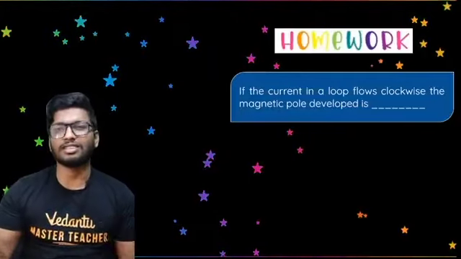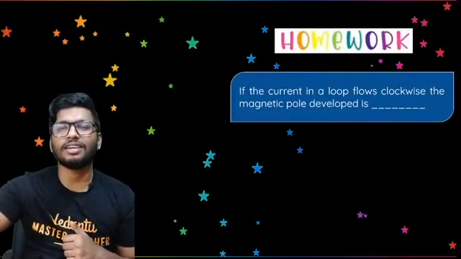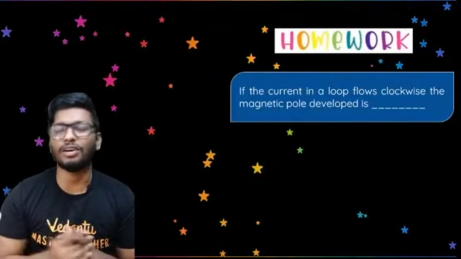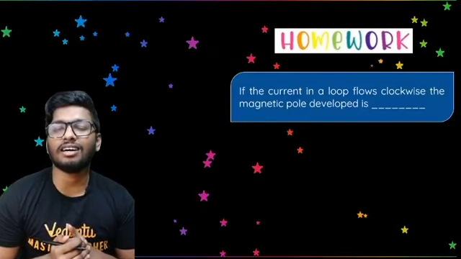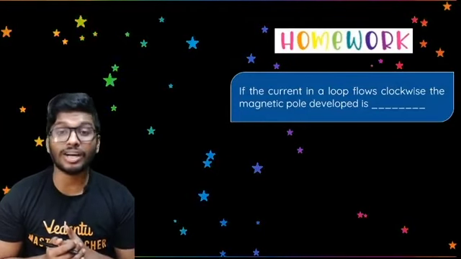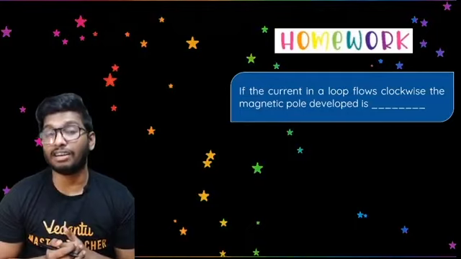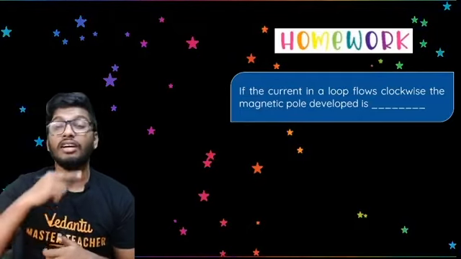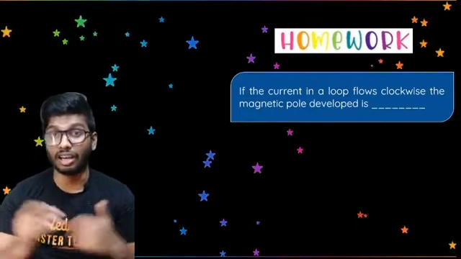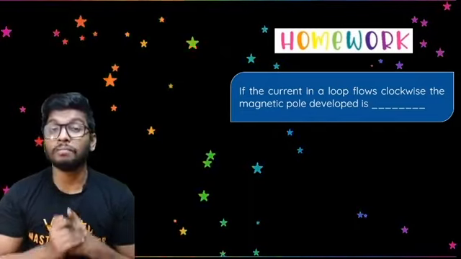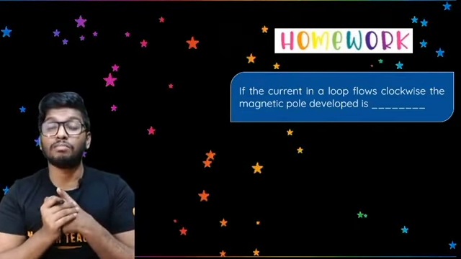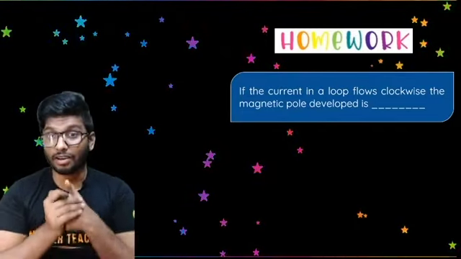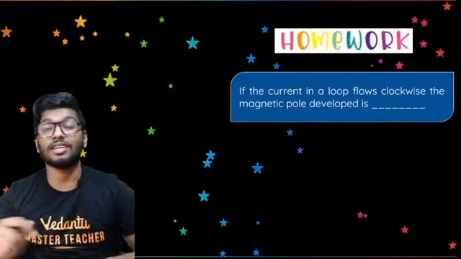So with that said, guys, this is the homework for today. Again, homework in the comment section below. Let me know how it was. If the current in a loop flows clockwise, the magnetic pole developed is what? If the current in a loop flows in a clockwise direction, and if you're facing towards it, what is the magnetic pole going to be like? All right, that is a question. Let me know what is the answer in the comment section below.